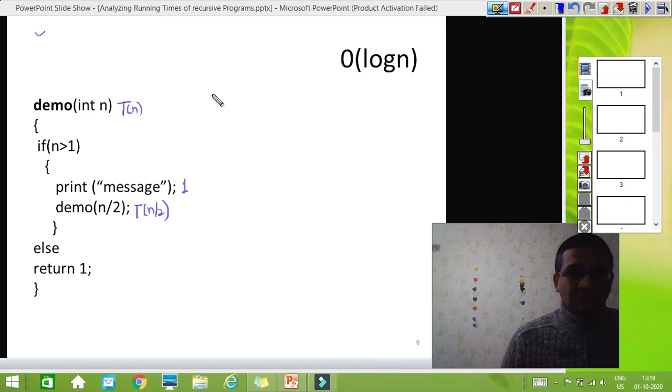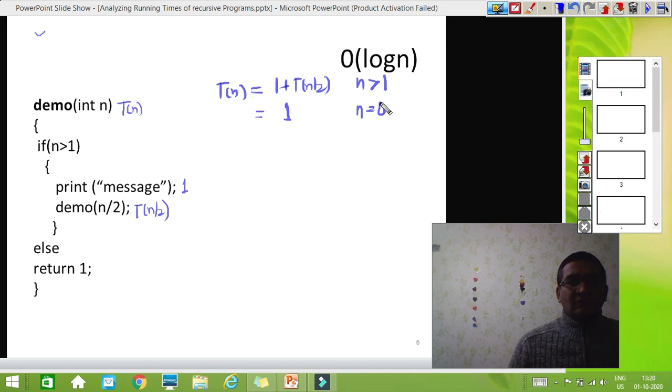So I can write my function as T(n) equals 1 plus T(n/2) when n is greater than 1, and otherwise the cost is 1 when n equals 1. So when n equals 1, we will get 1. When n is more than 1, we have T(n/2).